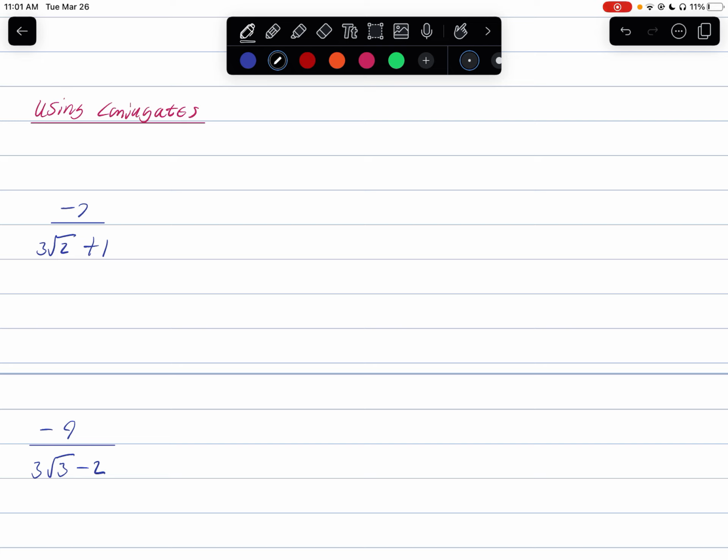expression. So here we have negative 7 over 3 times the square root of 2 plus 1. What we can do is rewrite this as negative 7 over 3 times the square root of 2 plus 1, times 3 times the square root of 2 minus 1 over 3 times the square root of 2 minus 1. And again, we're dividing something by itself, so this is equal to 1. We don't change the value of anything here. All we're doing is multiplying by 1 in a creative way.